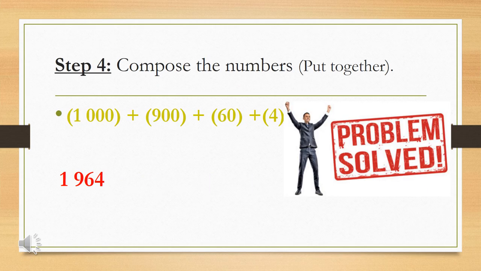We have now reached our final step, which is to compose the numbers. And if we remember, compose means put together. So 1,000 plus 900 plus 60 plus 4 equals 1,964. Now we have solved the problem.